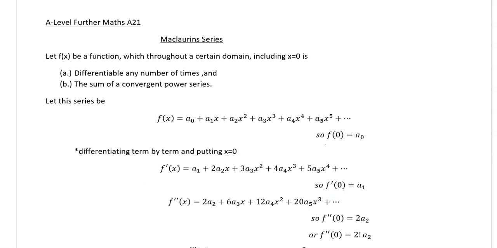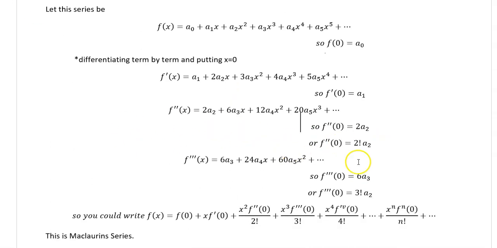All right. If we continue on through with the same idea, you can find your f double dash of 0. F double dash of x, remember, is just f of x differentiated twice. But you can see from working through there, f double dash of 0 is 2a2, and you can write that as 2 factorial a2. Likewise, f triple dash of 0 is equal to 3 factorial a3.